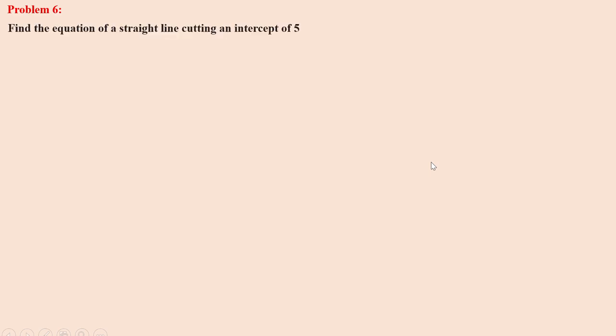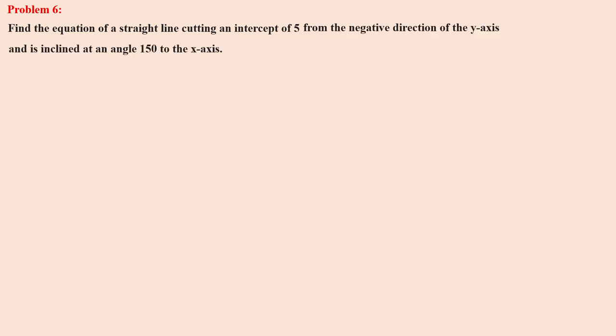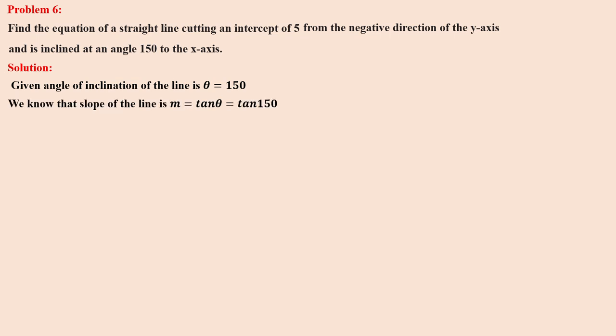Next problem. Find the equation of a straight line cutting an intercept of 5 from the negative direction of the y-axis and is inclined at an angle 150 to the x-axis. So given angle of inclination of the line is theta, which is equal to 150 degrees. We know slope m is equal to tan theta, that is equal to tan 150.